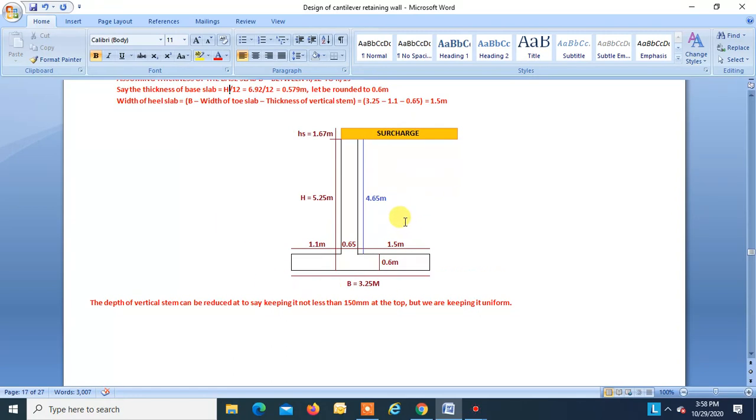Now we have to check the overturning stability and the sliding stability and then do the design, right? Usually you can reduce the thickness of the stem. Over here it is 0.65 and minimum you can keep over here as 0.15 meters, but we are keeping it uniform.